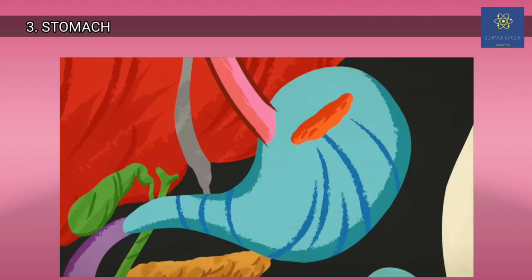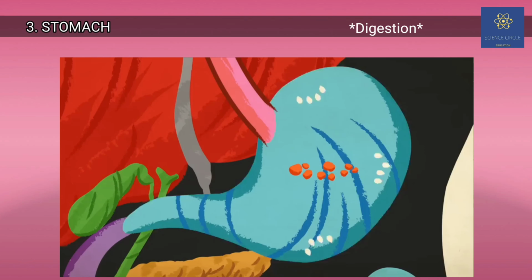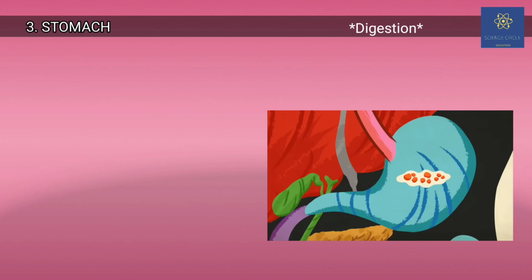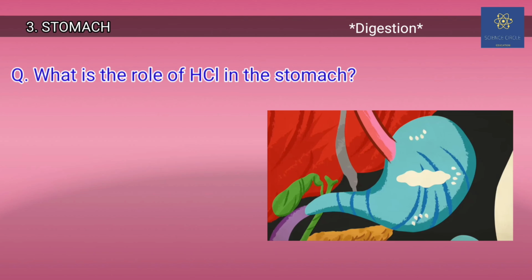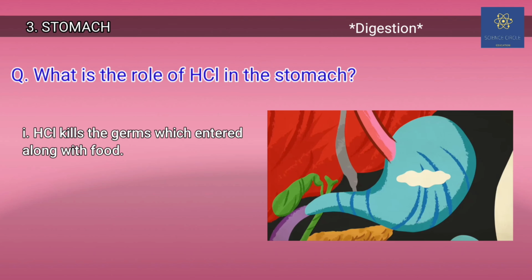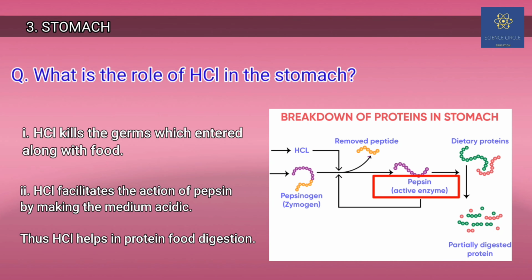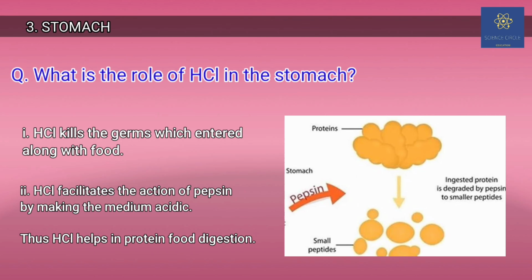Now the food has entered the stomach, which is an elastic bag. Its walls are highly muscular and churn the food thoroughly to mix with the gastric juice, which is secreted from the inner lining. This gastric juice is a colorless, highly acidic liquid containing water, some salts, hydrochloric acid, and an enzyme called pepsin. Hydrochloric acid serves two main functions: to kill the germs which have entered along with the food, and to activate pepsin from pepsinogen to act on proteins. This pepsin digests proteins into peptides.